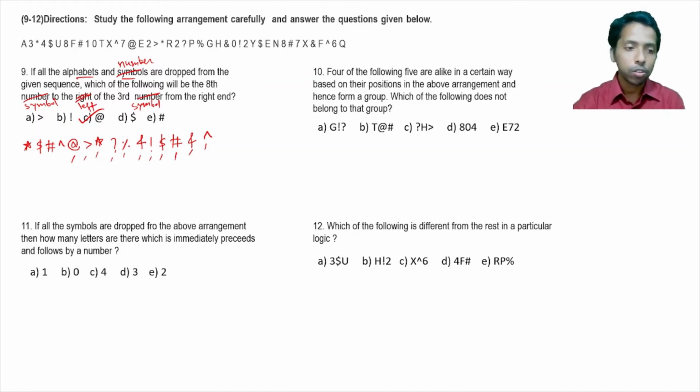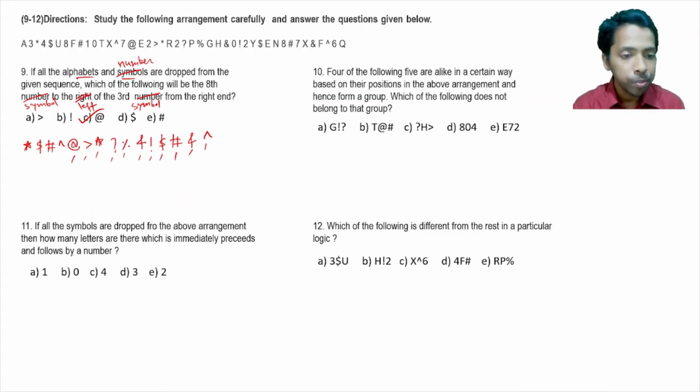Okay, so moving to the next one. Four of the following are alike in a certain way based on their positions in the above arrangement and hence form a group. Which of the following does not belong to that particular group? There is no specific logic, but depending upon the options, we have to find out which one is odd. So, G exclamation question mark.